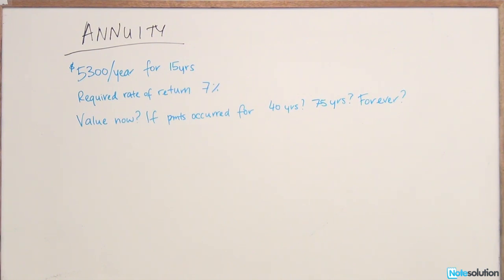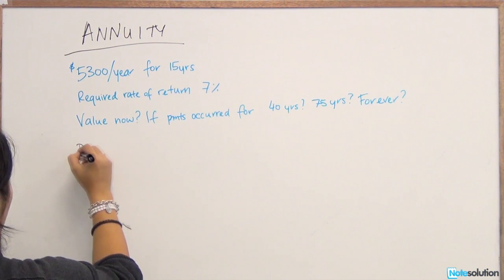So we'll start with the first part of it. We'll assume that it's only going to occur for 15 years. We know that it's a finite amount of time. It occurs every year. It starts next year, and the rate is 7%. So this is an annuity. So to solve this question, we can use the present value of an annuity formula.